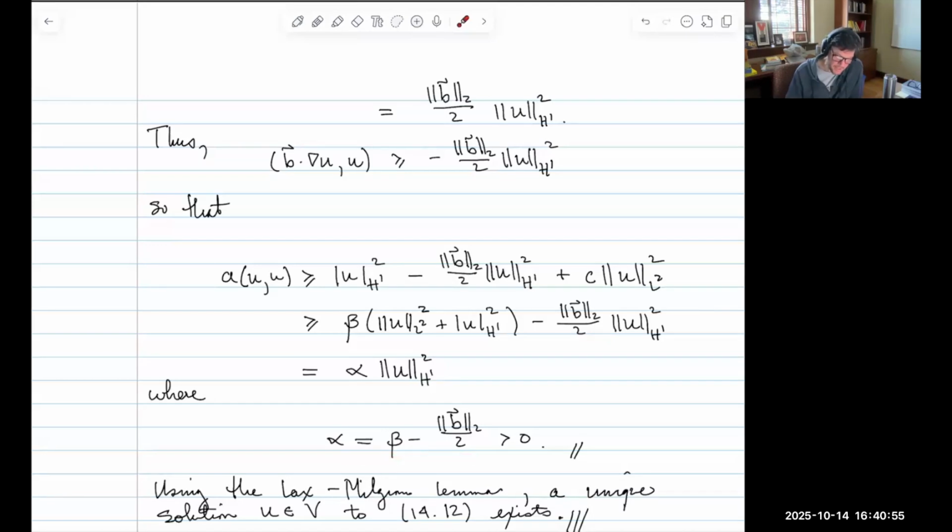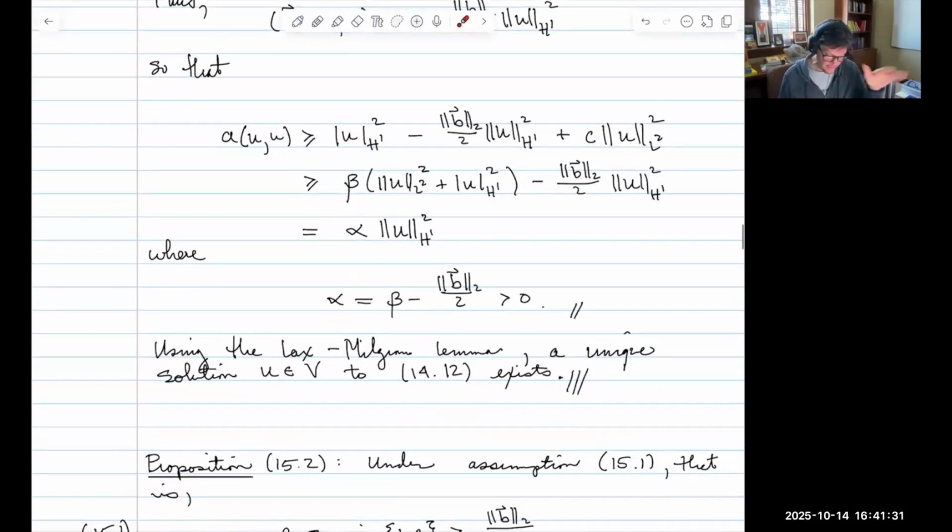And I said, by my assumption, alpha has to be greater than 0 strictly. So now I have A(u,u) is greater than or equal to alpha times the H1 norm of u squared, with a constant alpha that is bigger than 0, strictly bigger than 0. So that's what we mean by coercivity. So now I have that L is a bounded linear functional, A is a continuous bilinear form, and now I know that A is a coercive bilinear form.